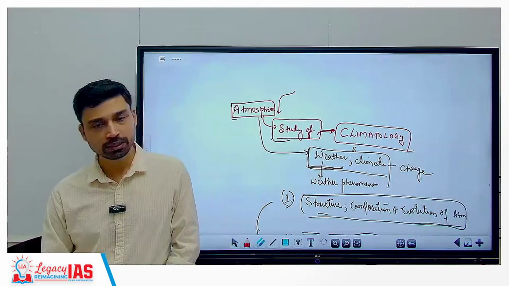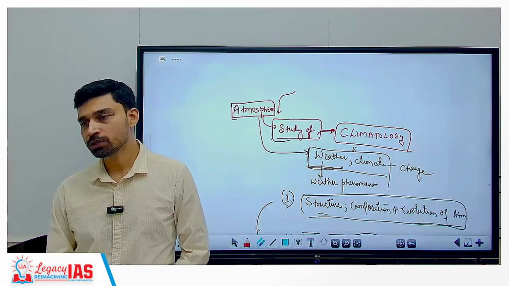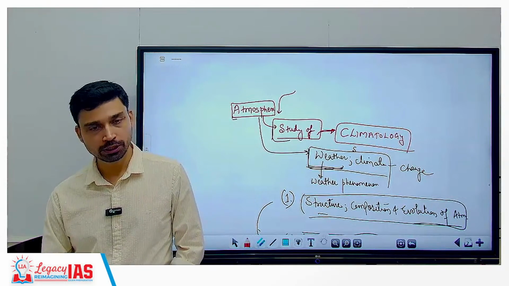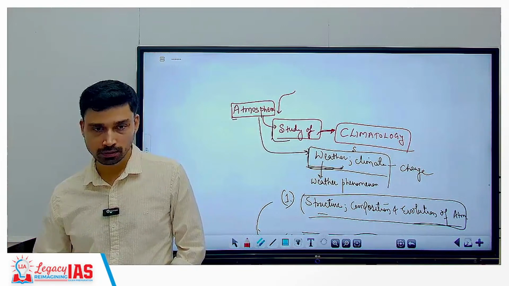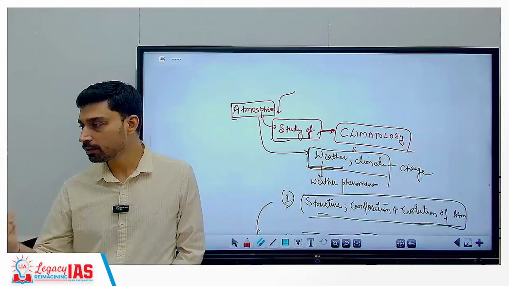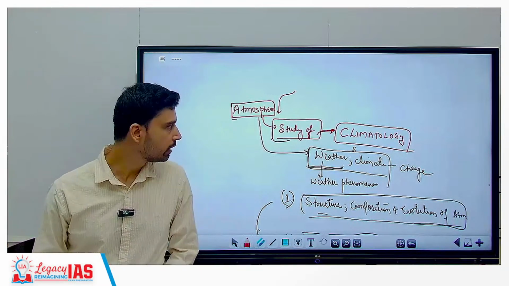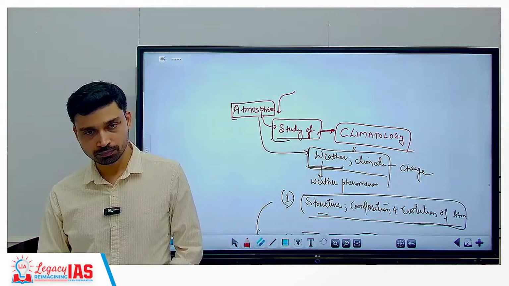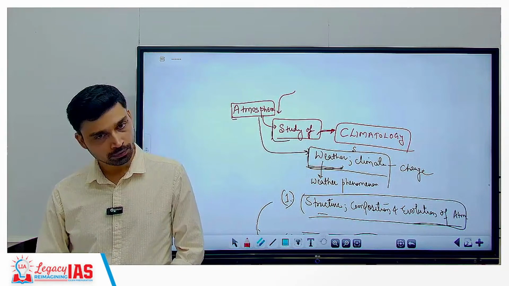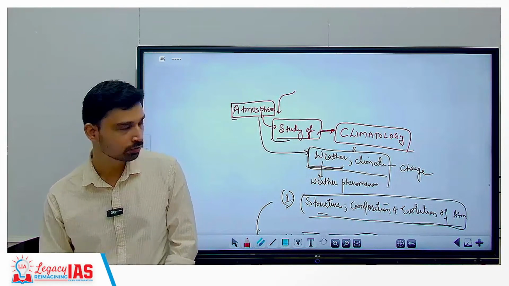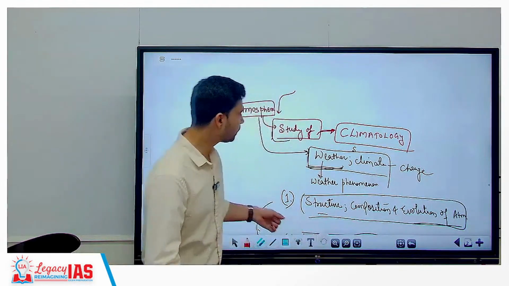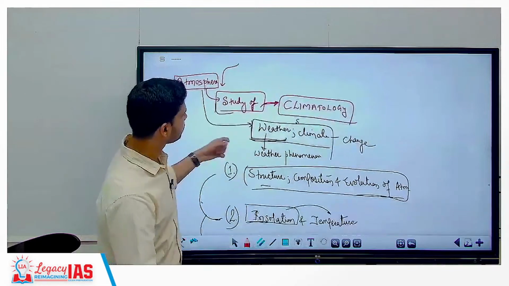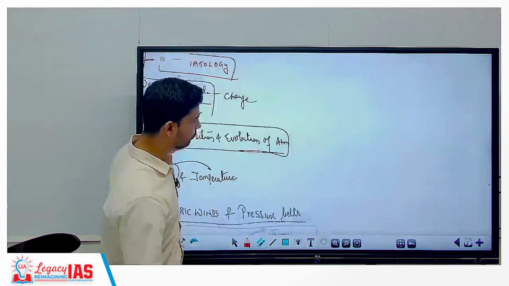So how can you simply define the atmosphere? First of all, what kind of composition does it have? Gaseous composition. And where is it located? Surrounding the entire earth. So we can say it is a gaseous envelope that surrounds the entire earth. Simple. That is the atmosphere: a gaseous envelope surrounding the entire earth. The study of the atmosphere is part of climatology.